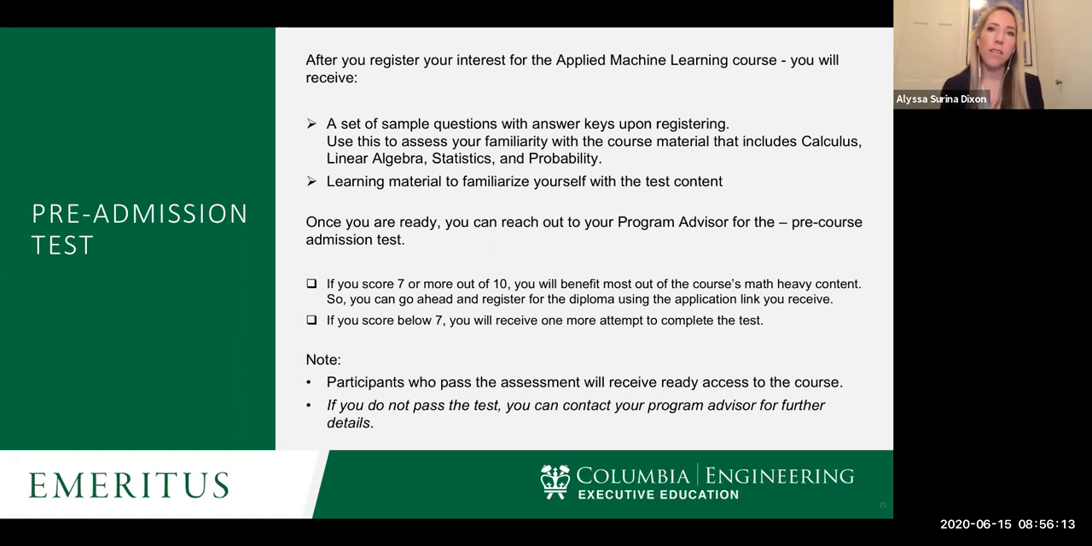If you score below 7, you can take the test again. And if for some reason you consistently score below 7, then my recommendation is we'll give you a set of links to some courses in statistics and probability that I think are through MIT, and they're the fundamentals. And if you can grasp those, then you'll come back and be able to take the test some further time. So participants who pass the assessment are ready to access the course, but if you don't pass the test, your program advisor will let you know what to do.